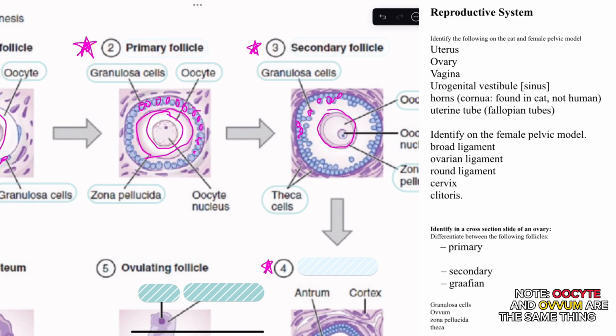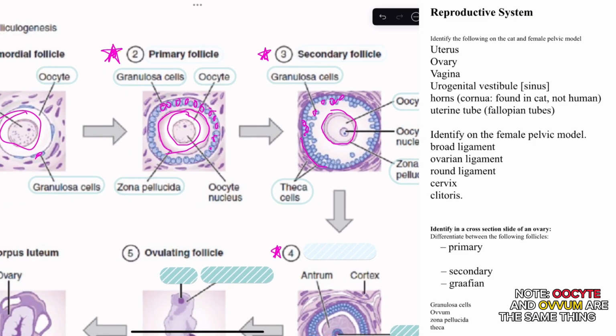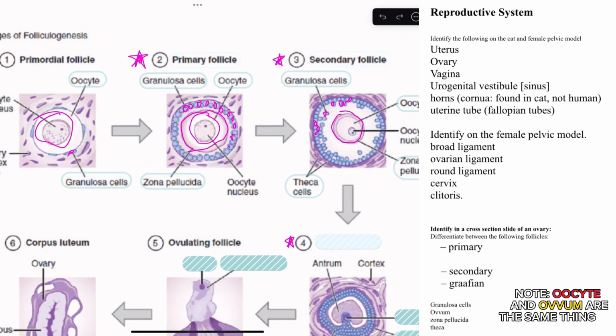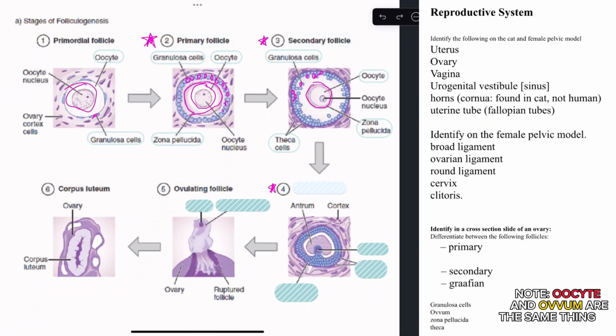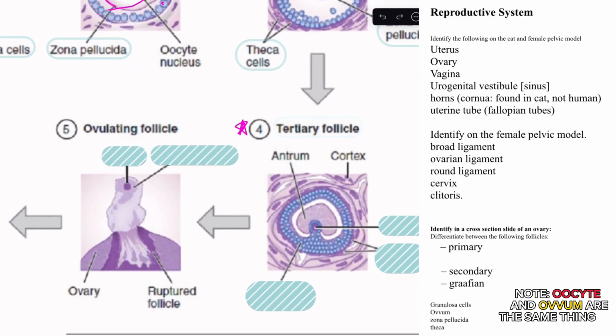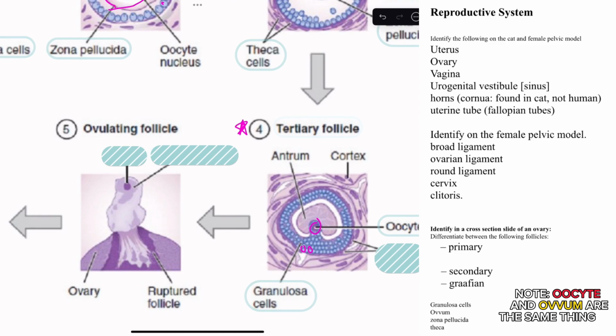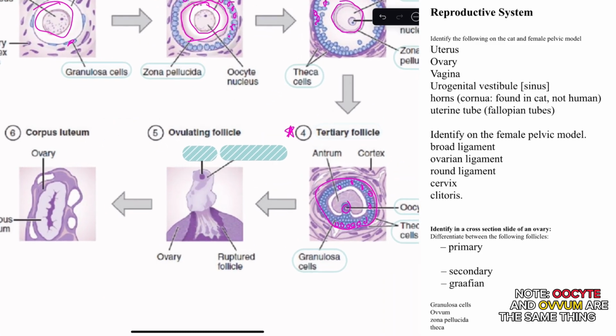And then as you can see, we now have new structures here. The one surrounding the whole thing right here is called the theca cells. After the secondary follicle, we then transition into the tertiary follicle, also known as the Graafian follicle. In the tertiary follicle, as you can see, the oocyte is now in this structure, and the granulosa cells are now more compact than ever. And the theca cells are still the same, surrounding it.